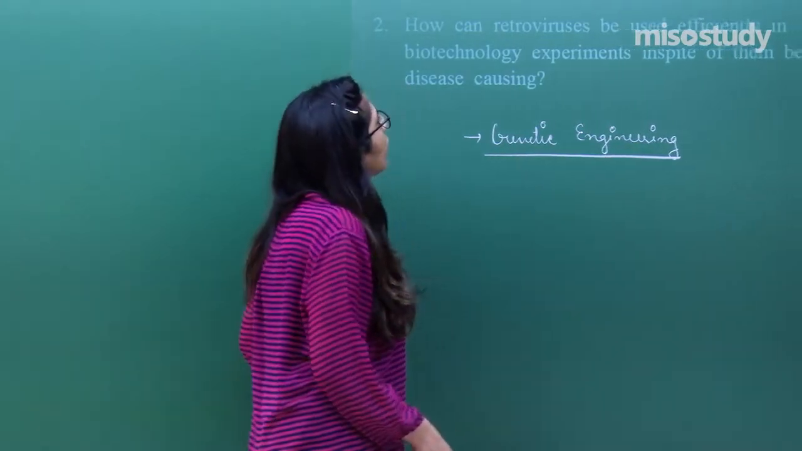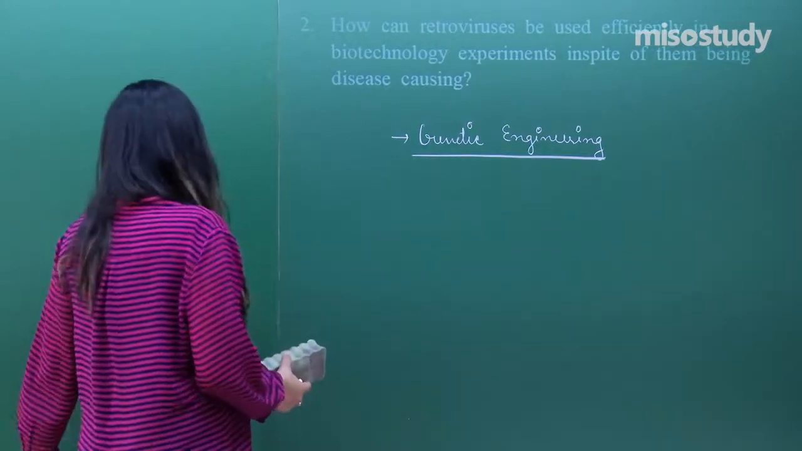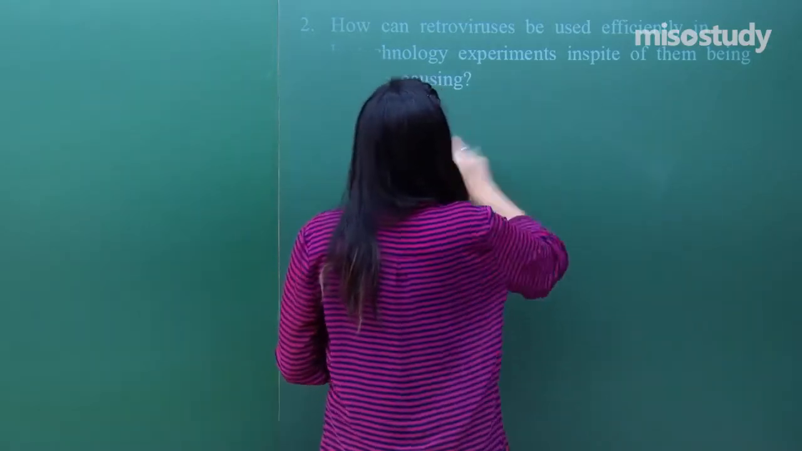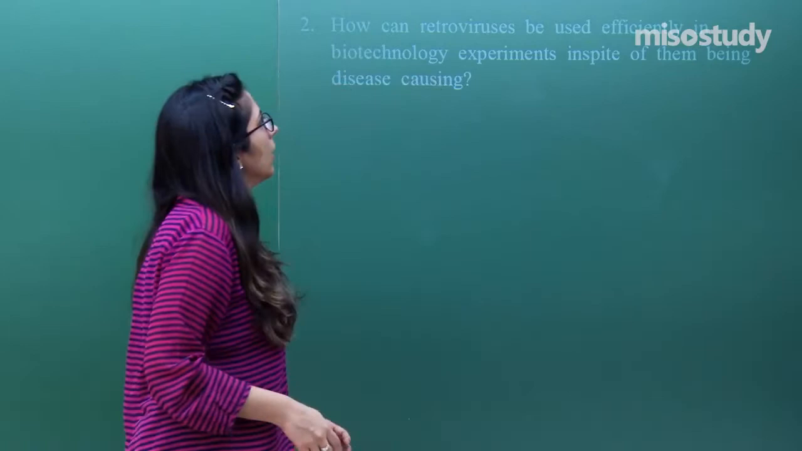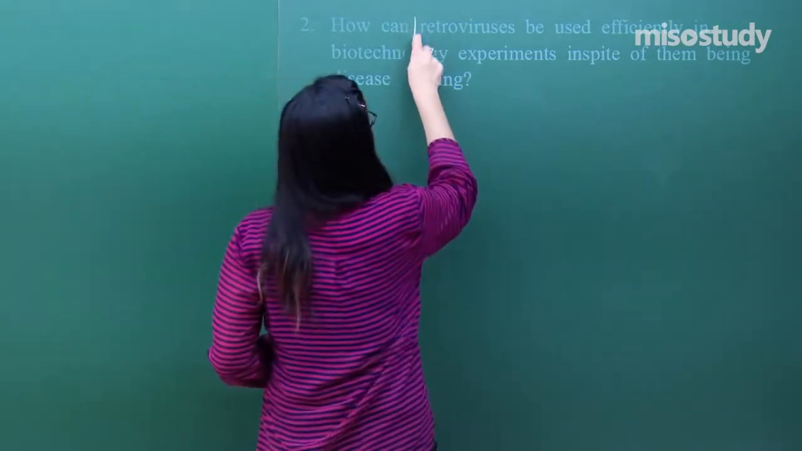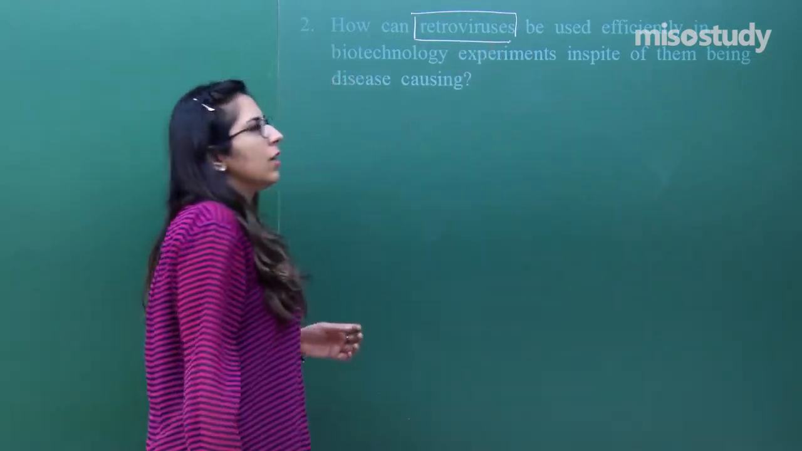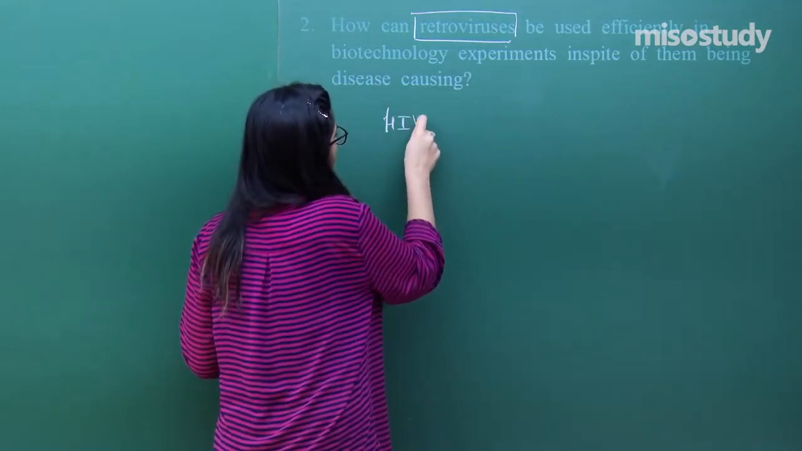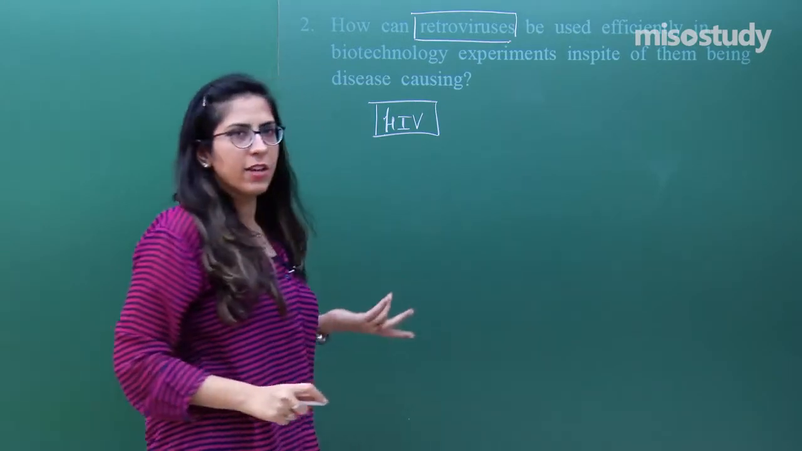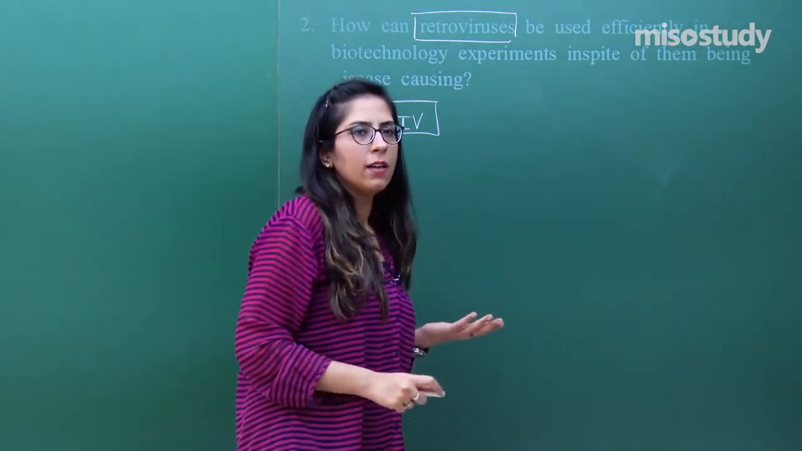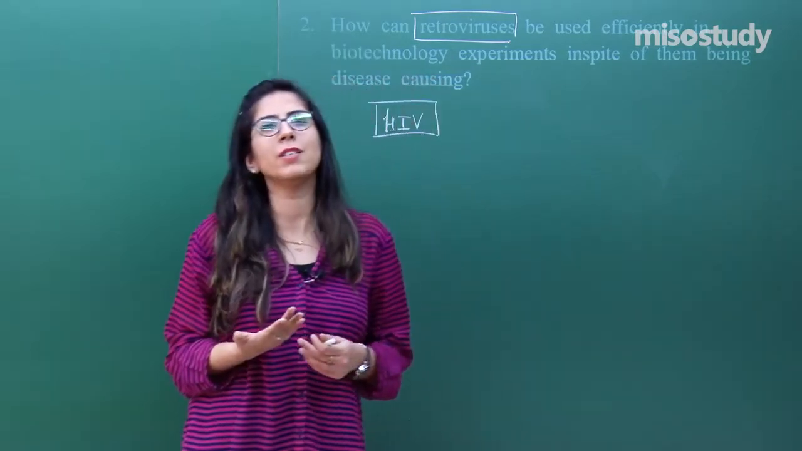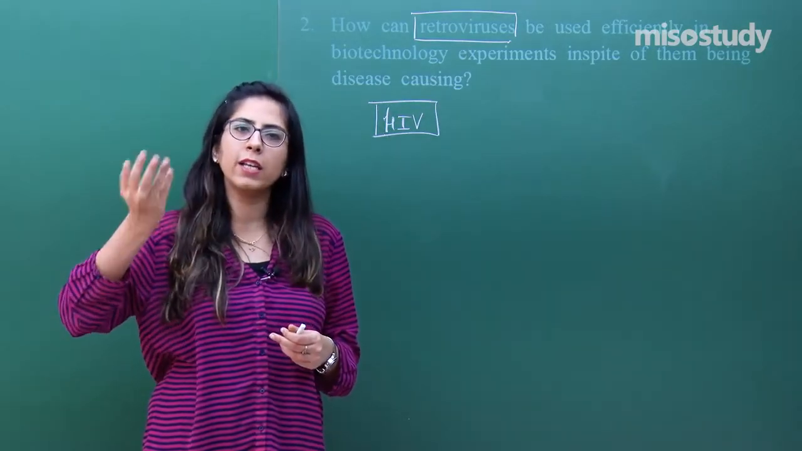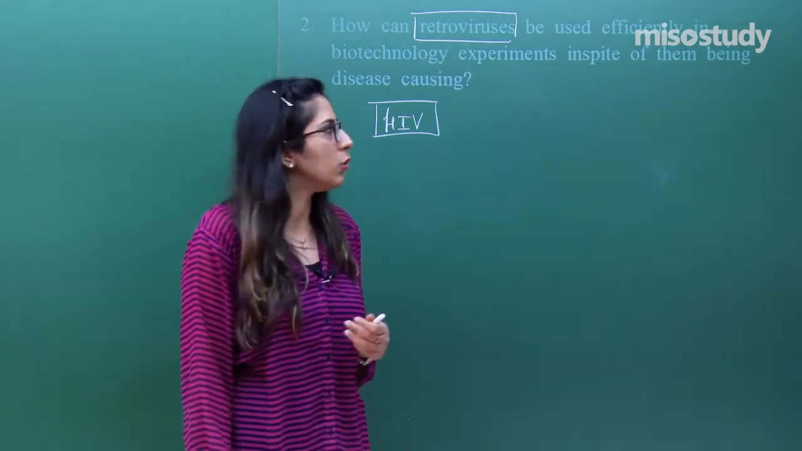Here the question asks how retroviruses can be used efficiently in a biotechnology experiment in spite of them causing diseases. Here one word which is mentioned is retrovirus. An example of a retrovirus is HIV. They have RNA and undergo the process of reverse transcription. They have an enzyme called reverse transcriptase, which converts this RNA into DNA, and later on the DNA is incorporated into the human genome.